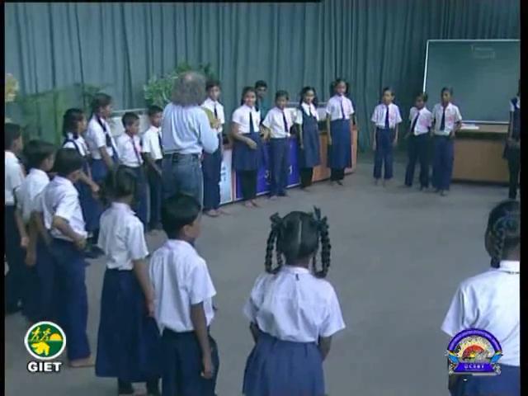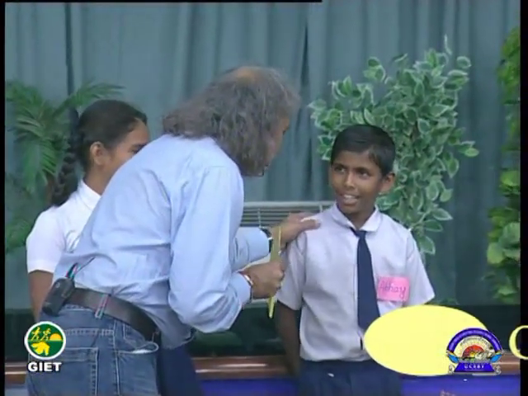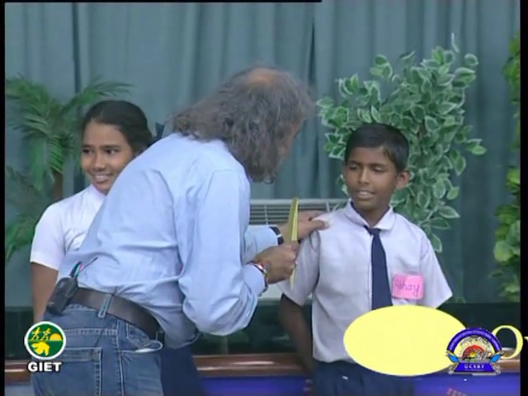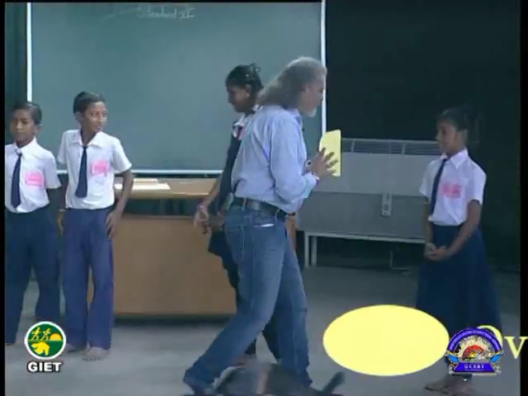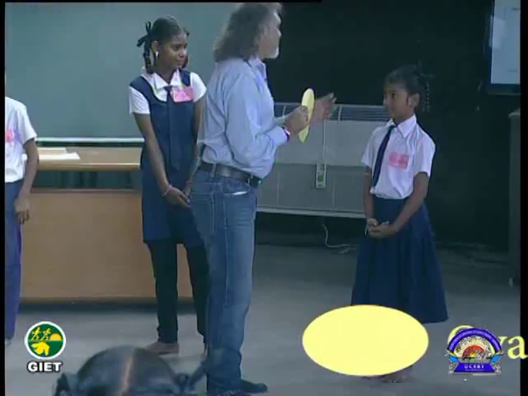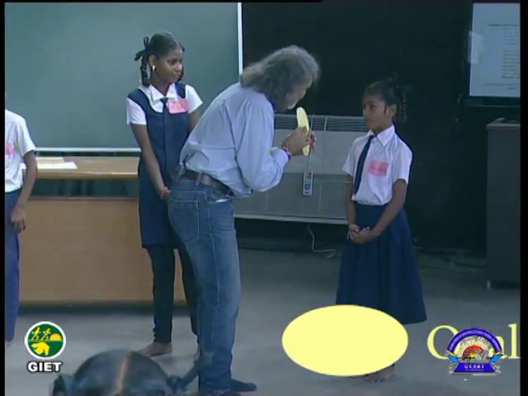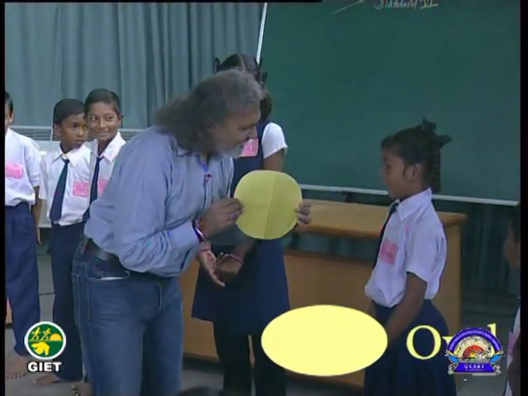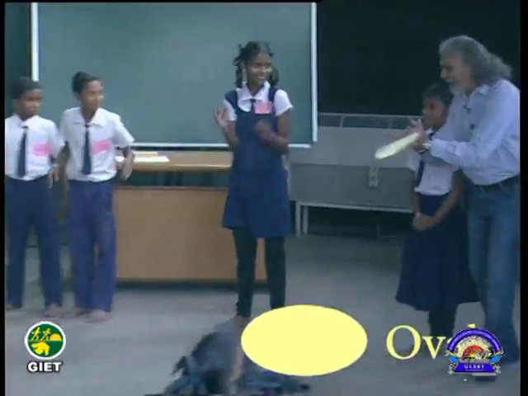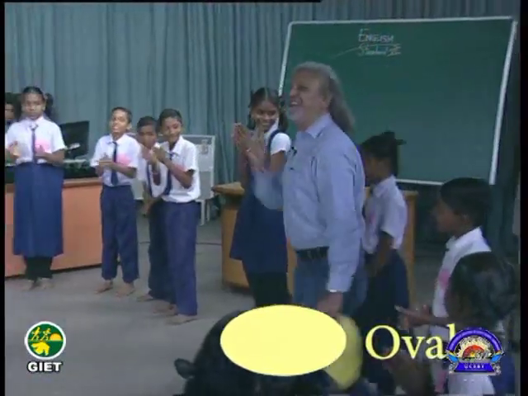Okay, see, what is this? It is an oval. Say after me. It's an oval. Very nice. Again. It's an oval. Okay, clap for her. Good, good.